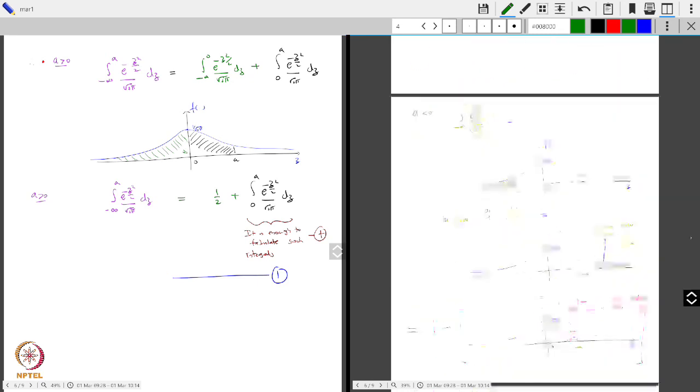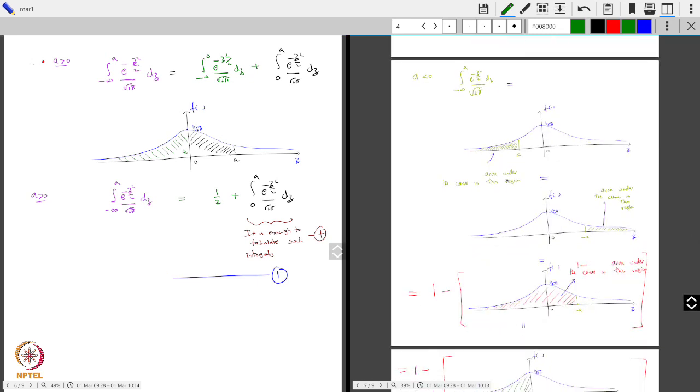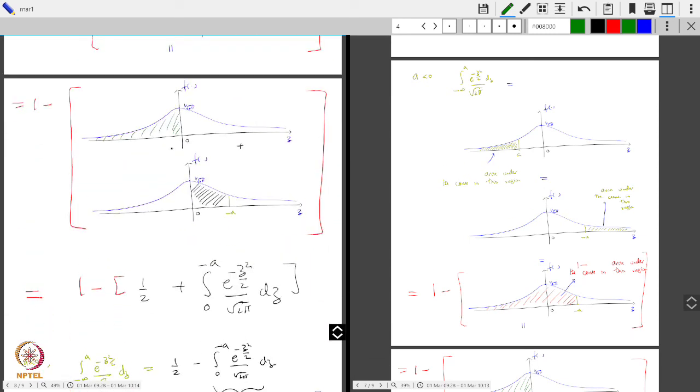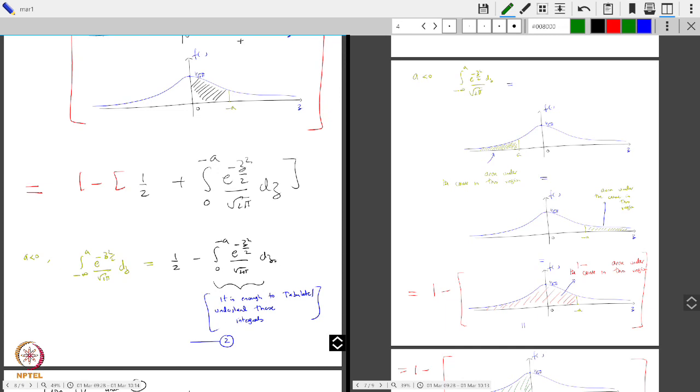For A negative, you have to be a little bit careful. What you first do is use symmetry to get minus A to infinity. Then this is the same as 1 minus this whole thing, because the whole area is 1. And that's just 1 minus a half plus this area, which is half minus this area. This is the final answer. So for positive, you have half plus that. For negative, you have half minus the other part. Very nice.